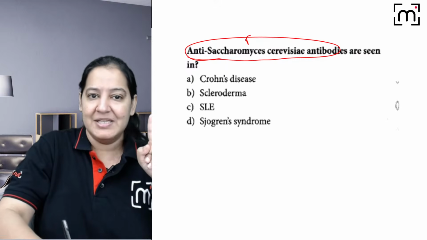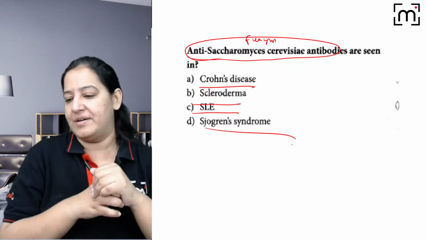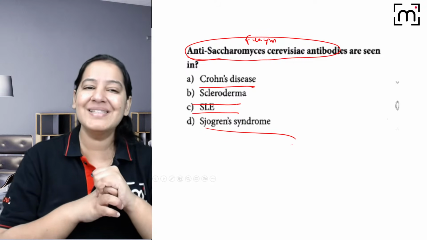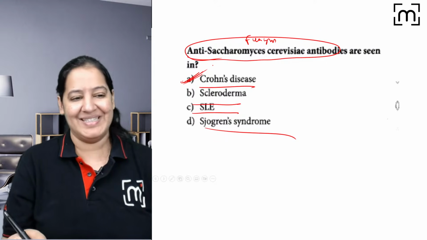So it is a fungus. So antibodies against fungus are seen in CD, scleroderma, SLE or Sjogren. Yes, correct. So the correct answer here is A. Everyone is right.